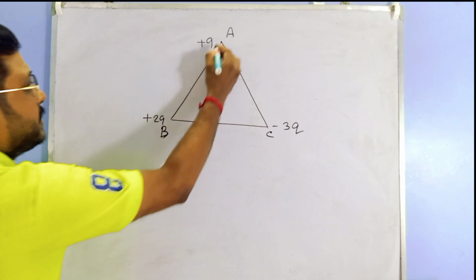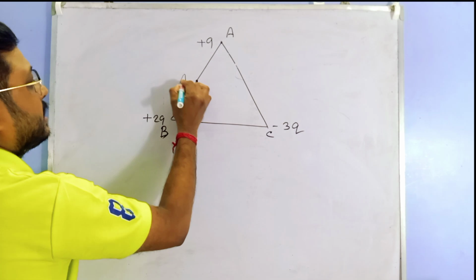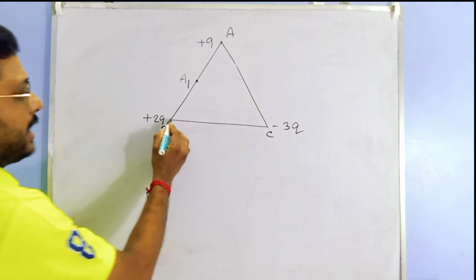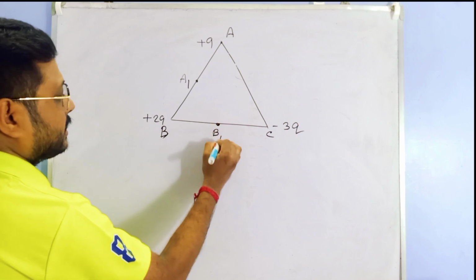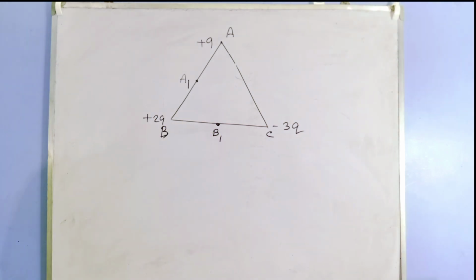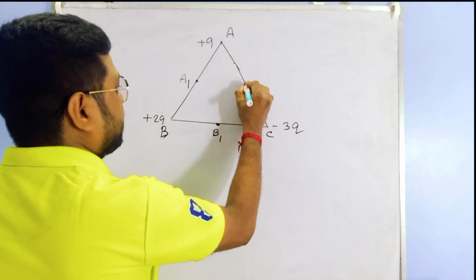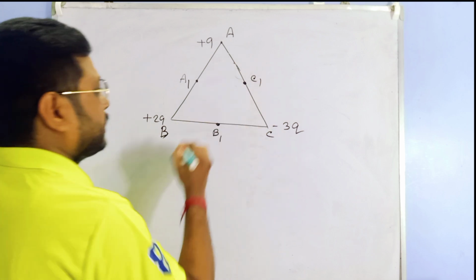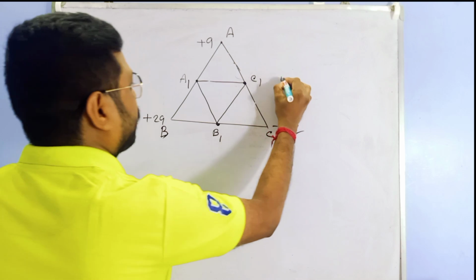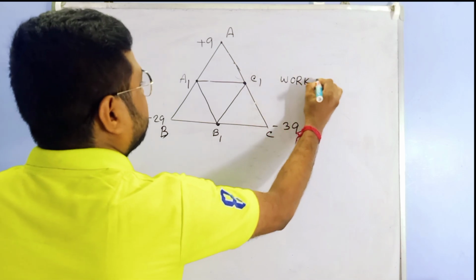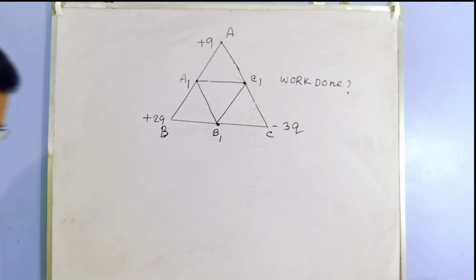Now, if we move the charge from position A to the midpoint of AB, let us say A1, and the charge at B to the midpoint of BC, that is point B1, and the charge at C, that is -3Q, to the midpoint of CA, C1, and if we connect this, then what will be the total work done in moving the charges?